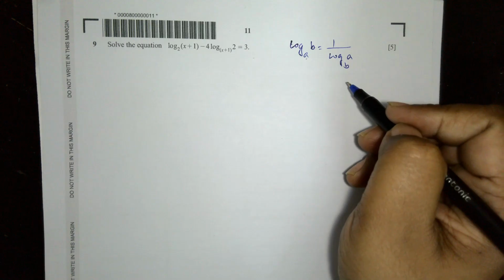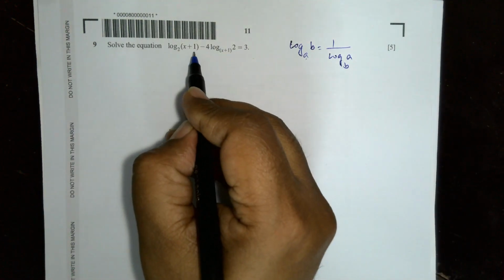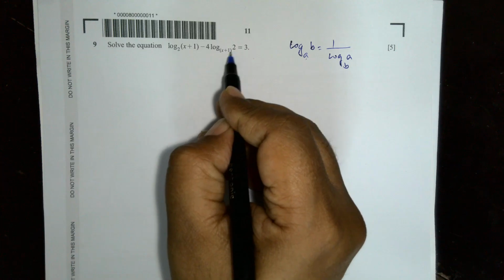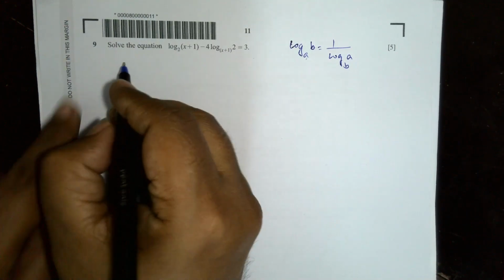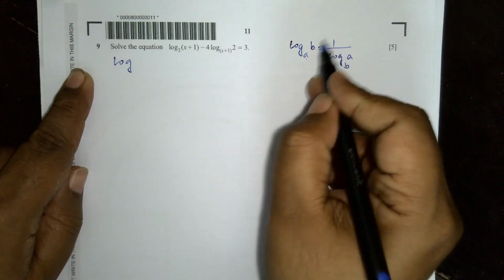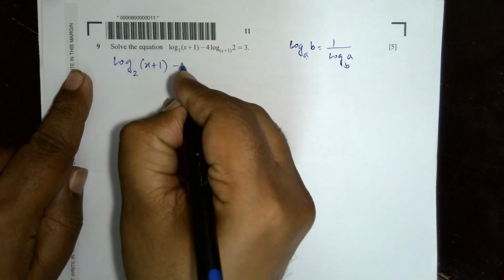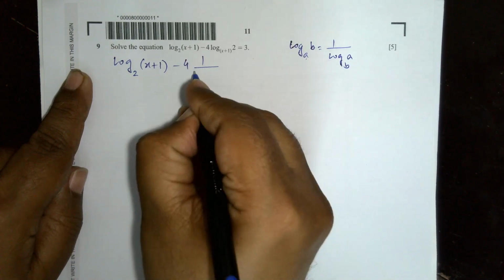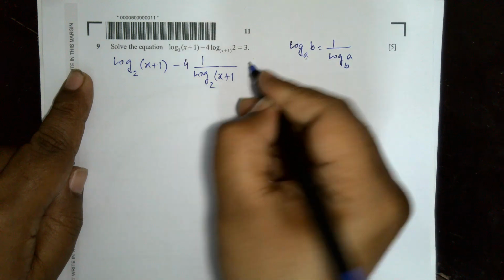Yes, I know. Okay, fine. So here it is log x plus 1 base 2, but here it's log of x plus 1 with base 2 as the argument. So in the next line we can write, using this relationship, log 2 base x plus 1 minus 4 times 1 over log 2 base x plus 1 equals 3.